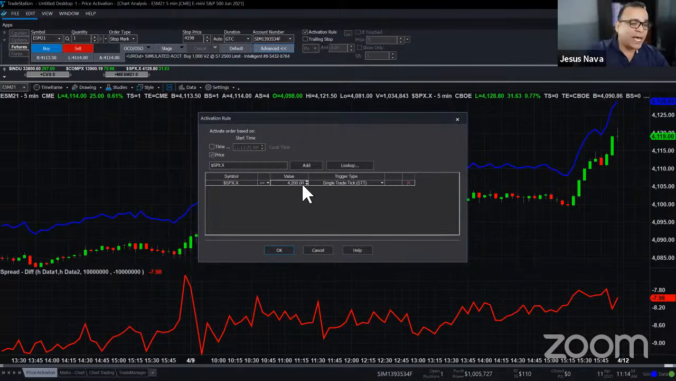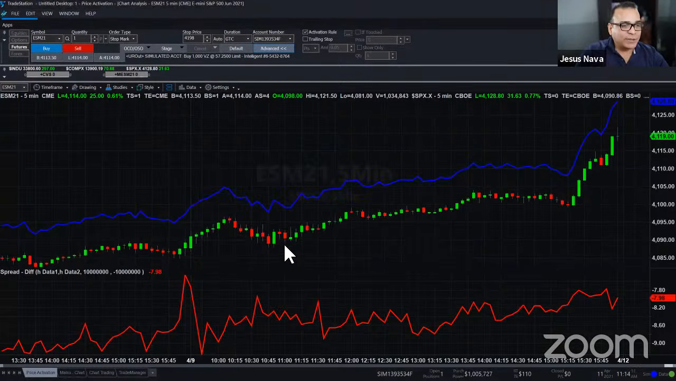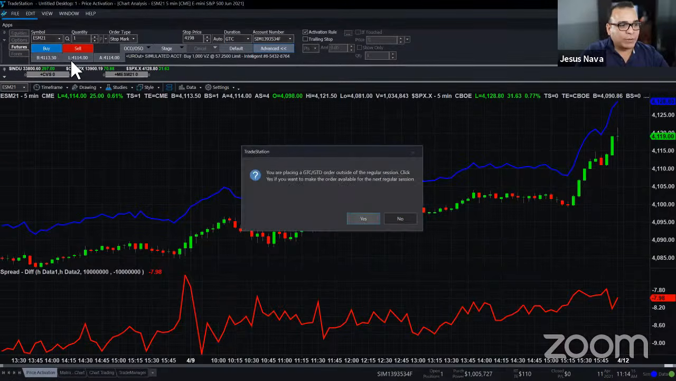And once it reaches that high, we're going to get ready to put in our order to buy the S&P futures at 41.98, 2 points lower than what the index is trading at. So I'm going to click OK to this. And all I have to do is click on the buy button and the order will be sent.